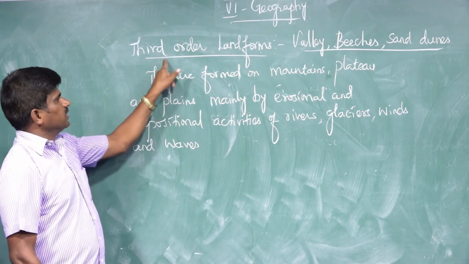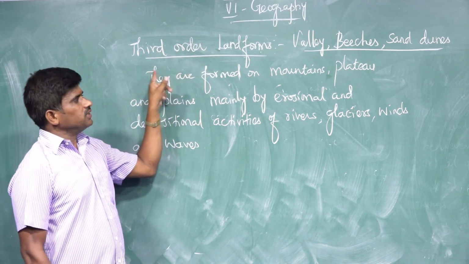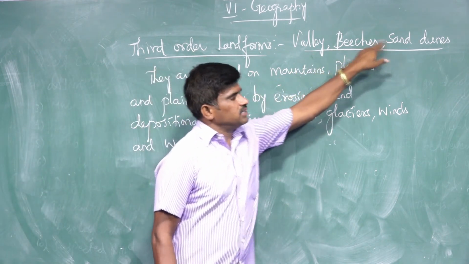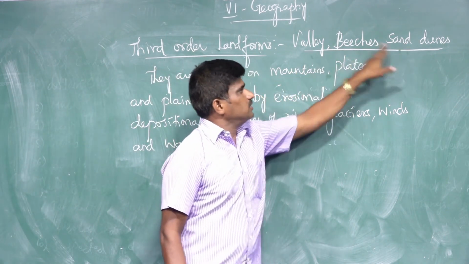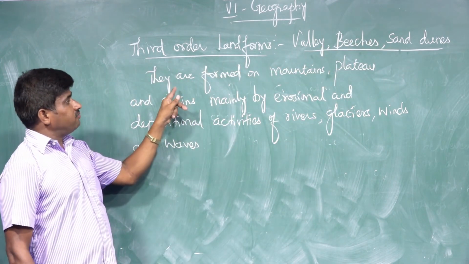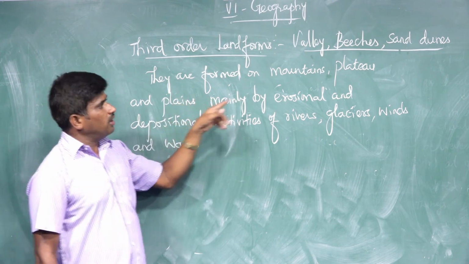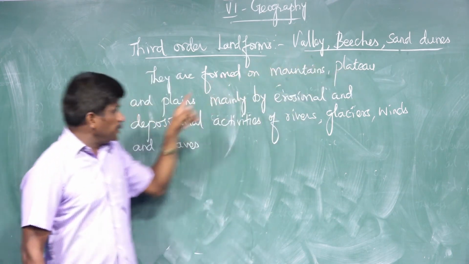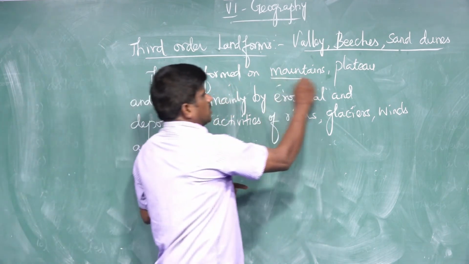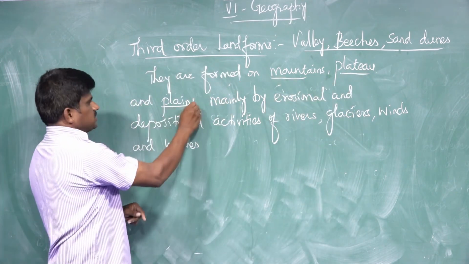Next we go to third order landforms. Examples of third order landforms are valleys, beaches and sand dunes. So these are the three examples of third order landforms. Generally, third order landforms are formed on mountains, plateaus and plains.